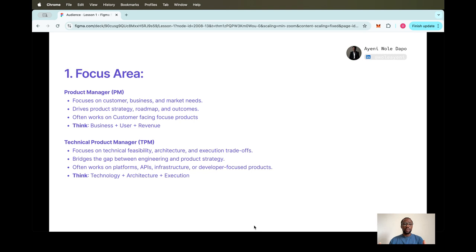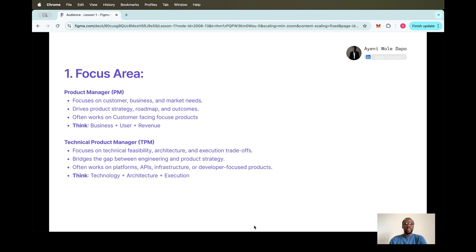Let's start by looking at focus area. As a product manager, you focus majorly on your customer, business, and market needs. You help drive product strategy, roadmap, and outcome. You majorly build customer-facing products.